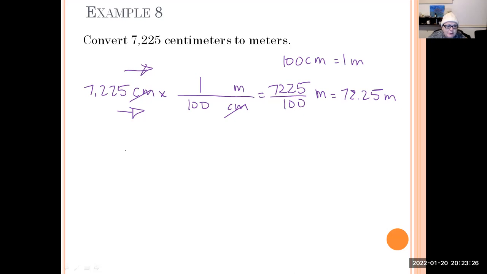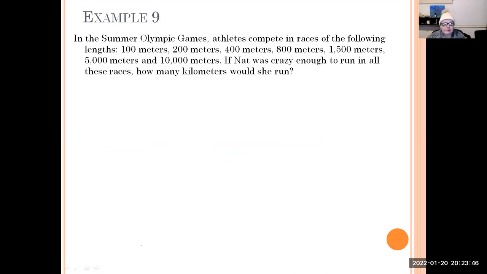All right. So in our sentence form, 72.25 meters is equal to 7,225 centimeters. And there's my sentence. All right, moving on. Example 9.